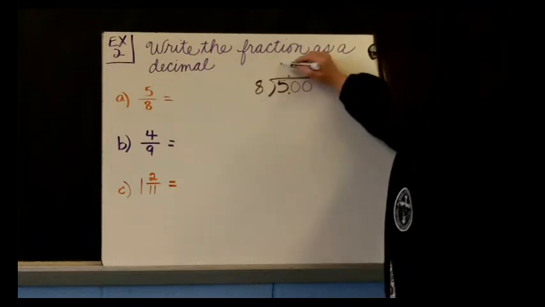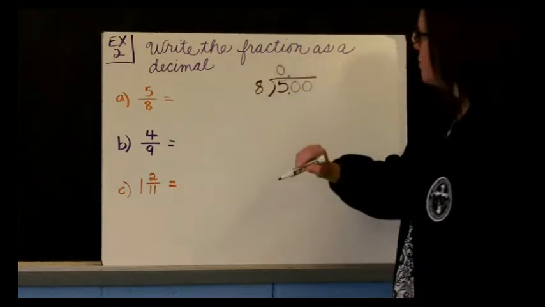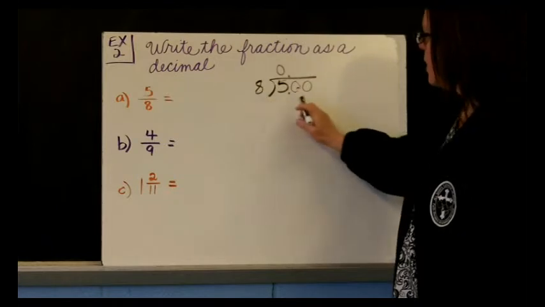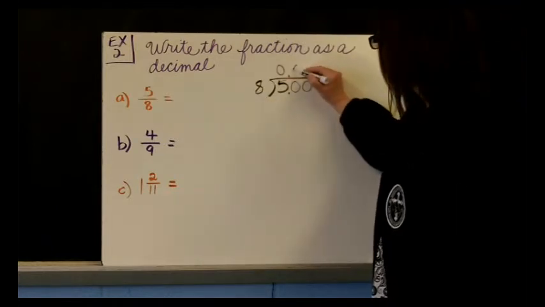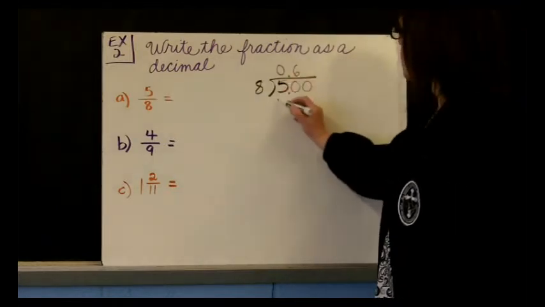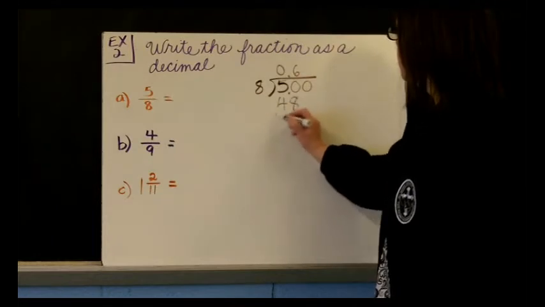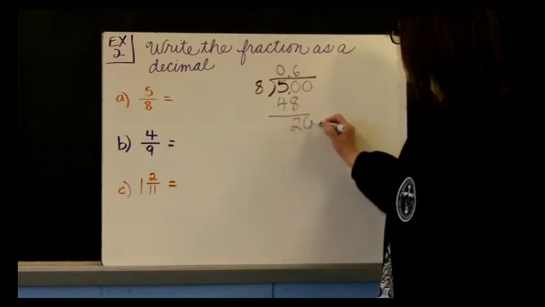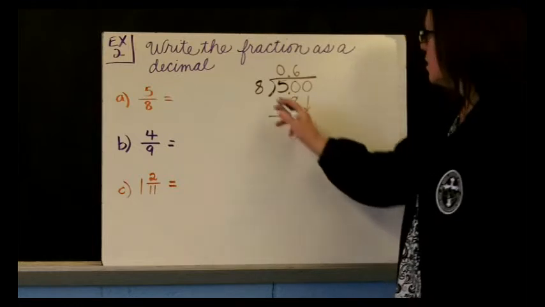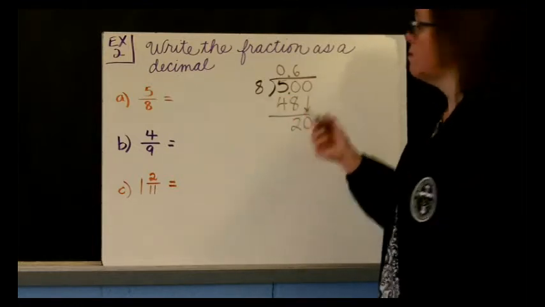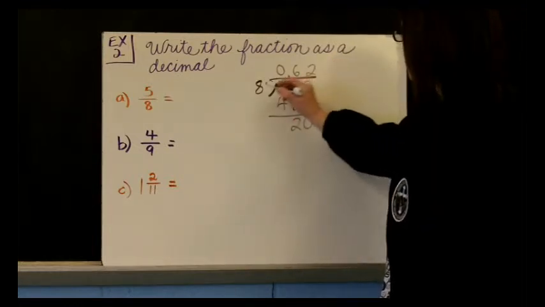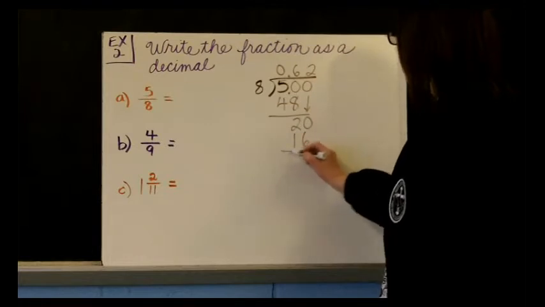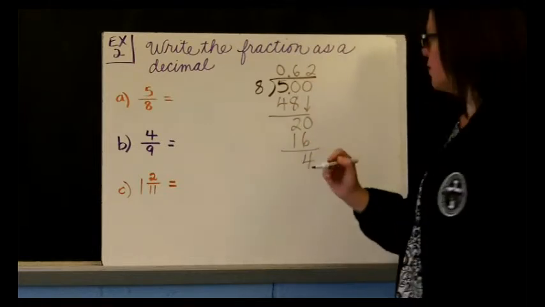8 does not go into 5, so I'll put a 0 there as a place filler. But 8 does go into 50 6 times. 6 times 8 is 48. Bring down our 0. And now we have 8 going into 20. That's twice. 2 times 8 is 16. And we have a 4.